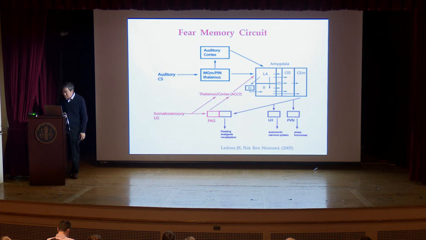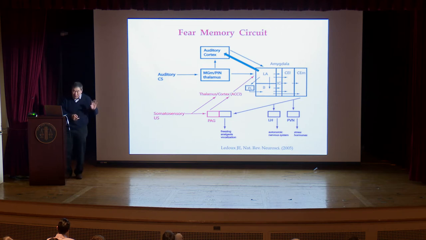So these circuits are very much complete, but there's one connection that has not been paid much attention. That is the connection from lateral amygdala to the auditory cortex. There is evidence from Norman Weinberger's lab many years ago that the tuning property of auditory cortex neurons changed after this auditory fear conditioning. So maybe there's some plasticity or some memory store in the auditory cortex.